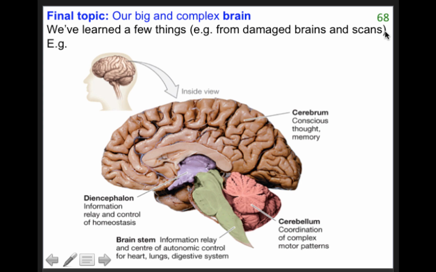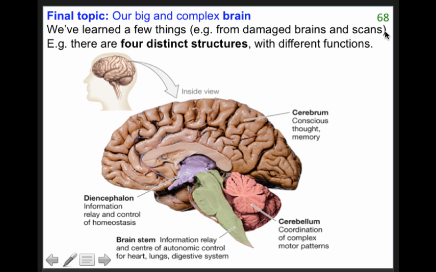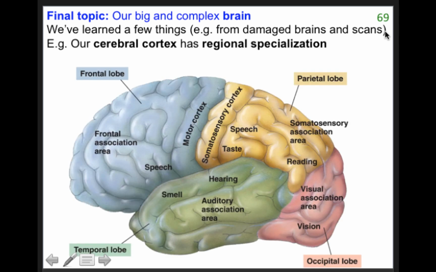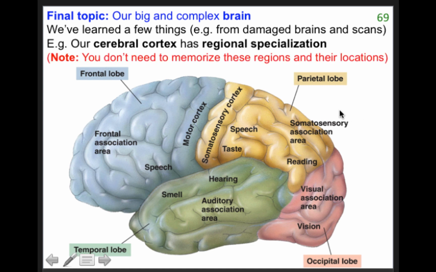So what have we learned? We've learned that there are 4 distinct structures in our brain, each of which have very different functions. We've also learned that looking at one of those parts, the cerebral cortex, each region is specialized for doing something different. Now you don't have to memorize what all these regions are and where they're located, so do not try to memorize this figure. That's something you'll learn if you become a brain surgeon, but you don't need to know it right now. Okay?